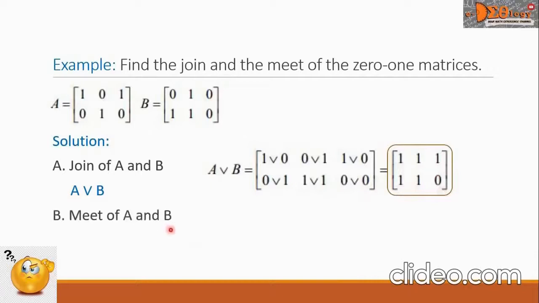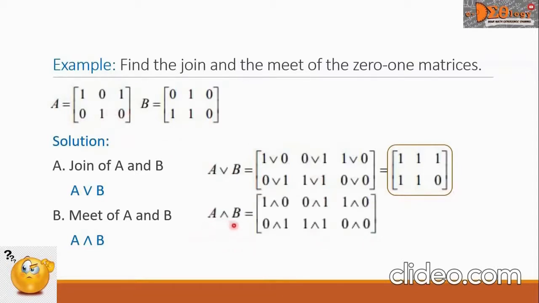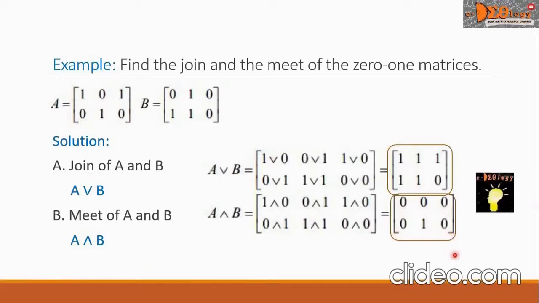Next is the meet of A and B, denoted by A and B. Remember that for the Boolean operation AND, the value is always 0, except when both of the values are 1. So we write it like this, A and B. For the first entry, 1 and 0 is 0. 0 and 1 is 0. 1 and 0 is 0. 0 and 1 is 0. 1 and 1 is 1. 0 and 0 is 0. So the meet of A and B is the matrix 0, 0, 0, 0, 1, 0. These are the final answers.